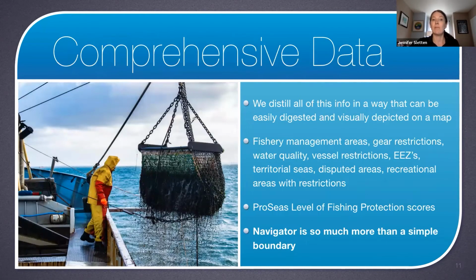The Navigator map provides a clear depiction of marine protected spaces in a way that can be more easily understood than sifting through regulatory documents. Along with the suite of individual attributes we include in the database, like fishing gears, regulation summaries, purpose, and species of concern, we give each area a level of fishing protection score. This level of fishing protection score is based on the strength of fishing regulations within a boundary and is coded on a scale of 1 to 5.